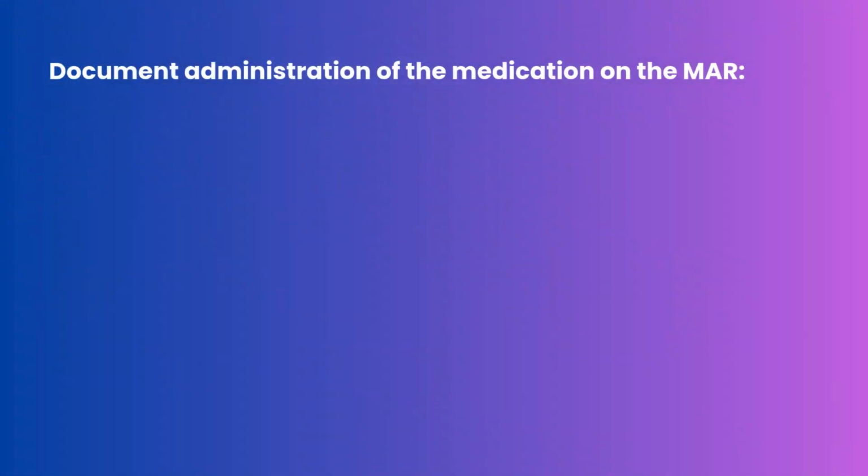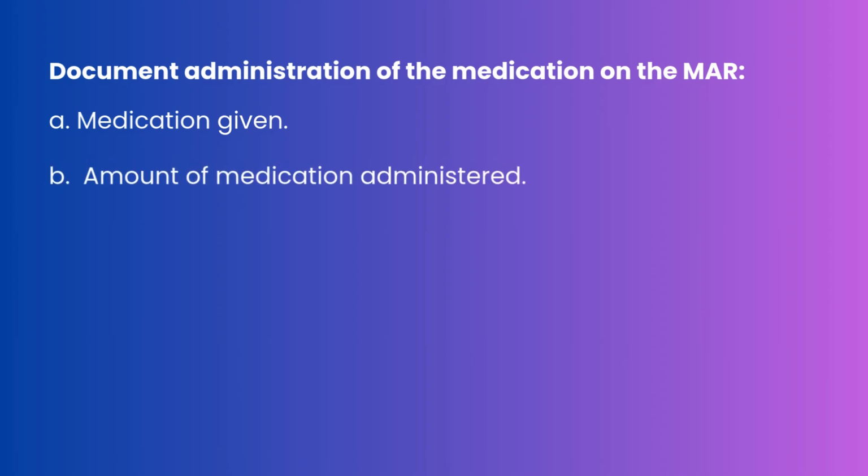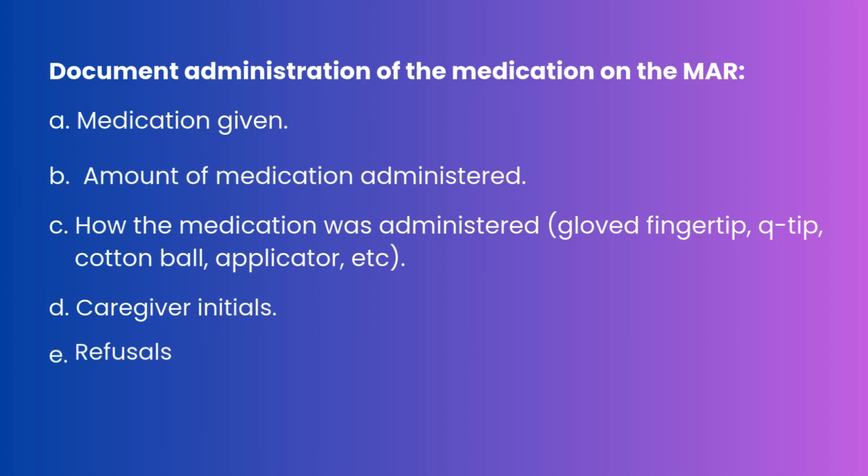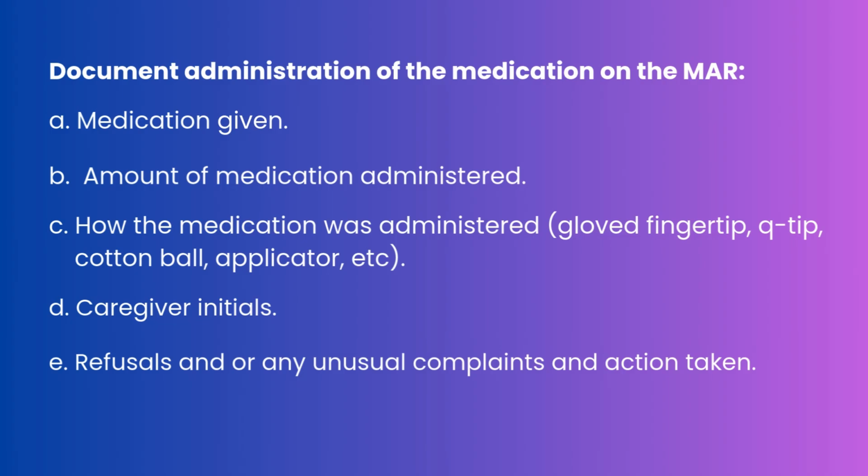Document the administration of the medication on the medication administration record. Document the following: the medication given, the amount of medication administered, how the medication was administered, the caregiver initials, refusals and/or any unusual complaints and action taken. Remember, any resident refusal to take prescription medication must be reported to the prescribing physician.